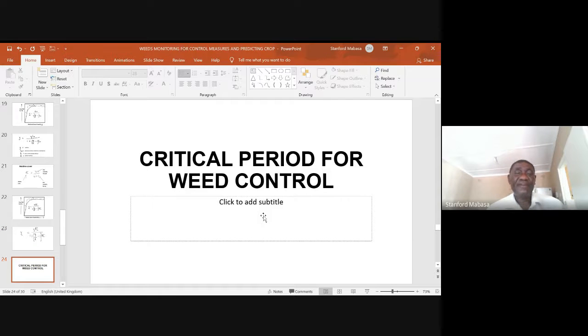Now I want to talk about something which is a bit different from weed density. The time when weeds are removed from the crop is very important. Although weed density is important, the time when those weeds are removed is even more important.